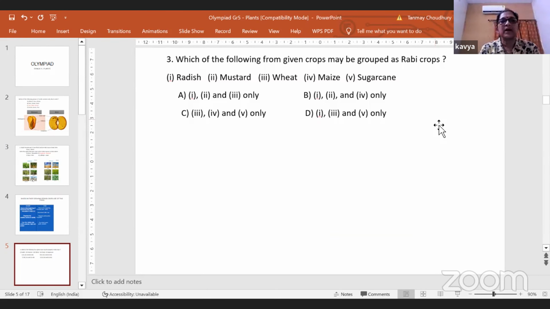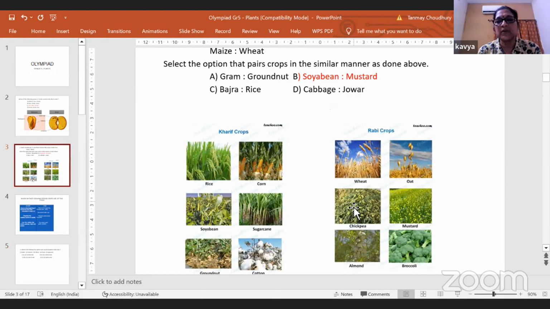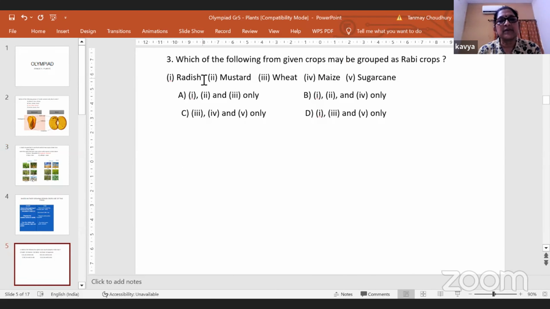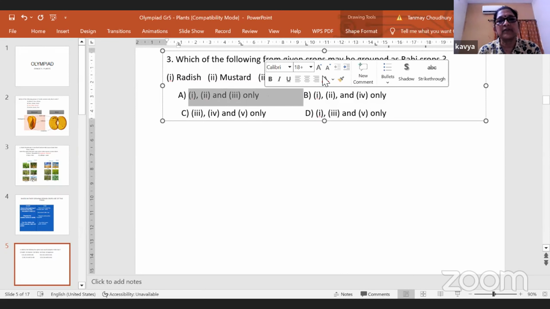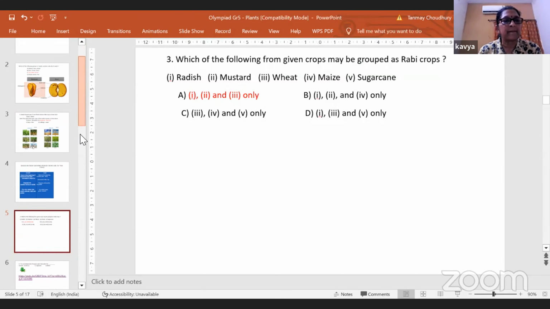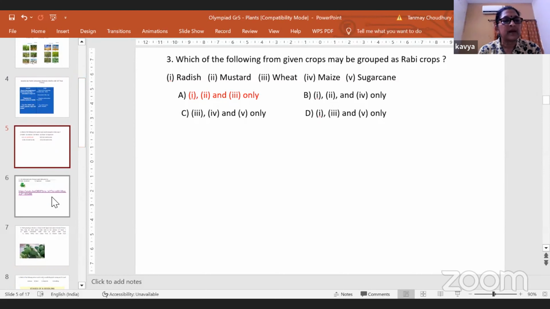Okay. Now here, what are the Rabi crops here? Now we'll go back to this and see what are the Rabi crops here. Rabi crops are wheat, chickpea, mustard, oat, broccoli, almonds. So the question here will be: radish grows in winter, mustard grows in winter, wheat grows in winter, maize and sugarcane are Kharif crops. So the answer will be 1, 2, and 3. Next one.